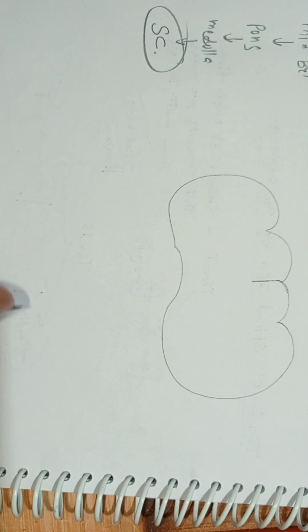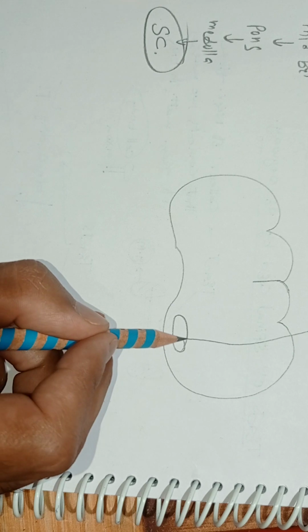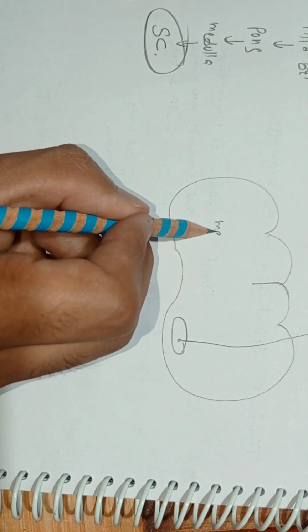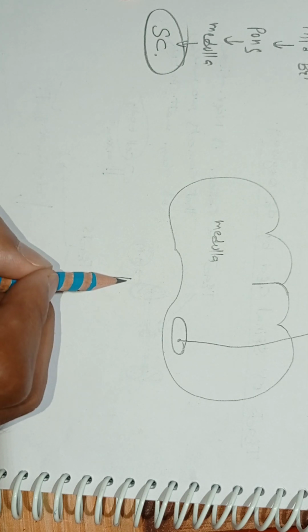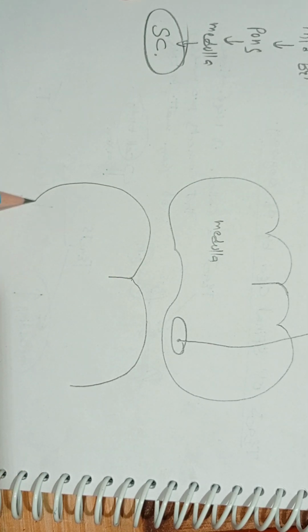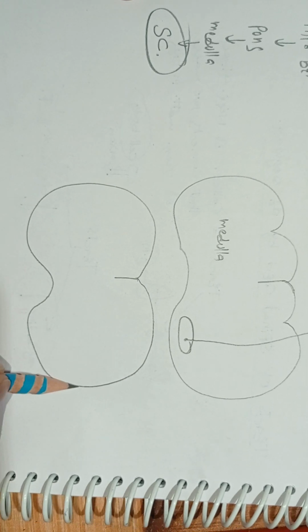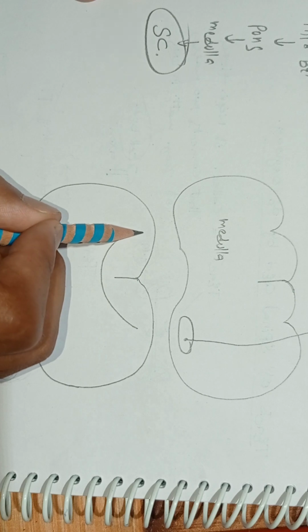Clearly? So fibers come, they go to the pyramid of the medulla, and then they go to the spinal cord. Now I will draw a spinal cord. So this is the spinal cord. In the spinal cord, I will draw its gray matter.